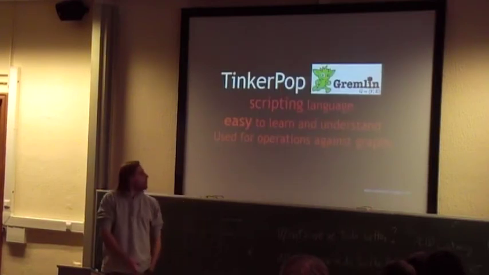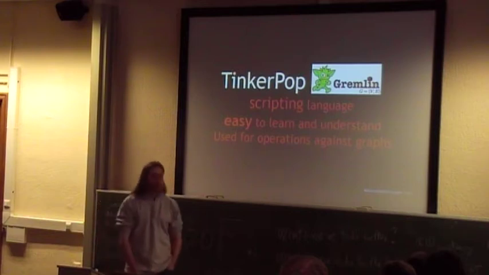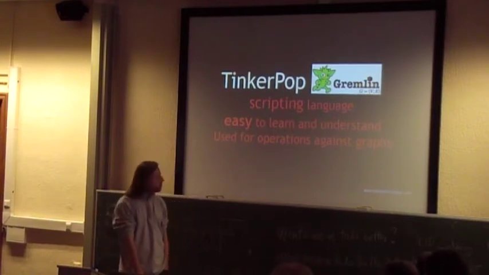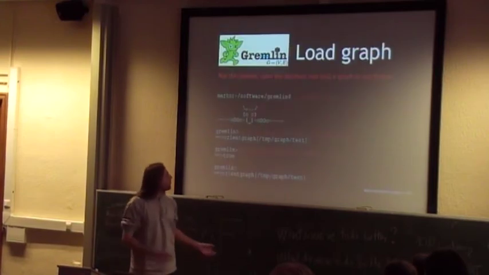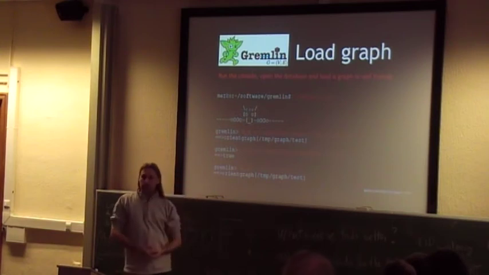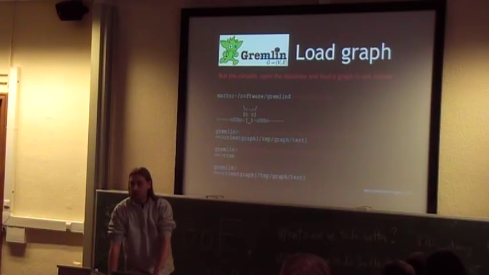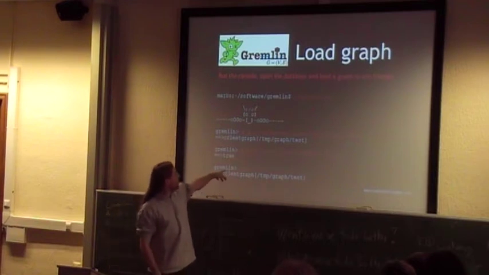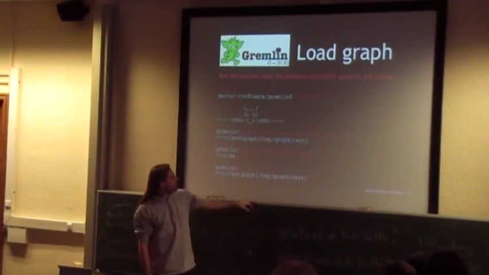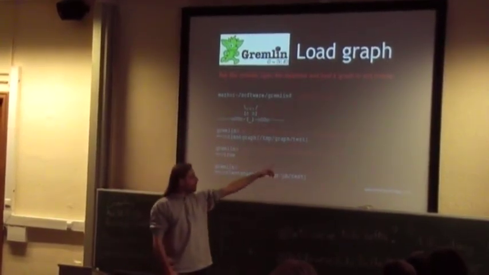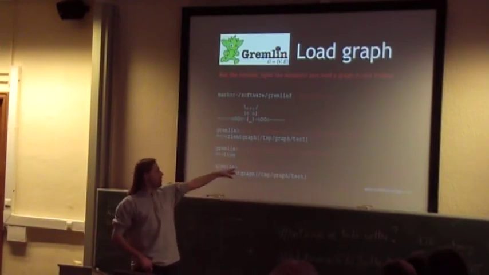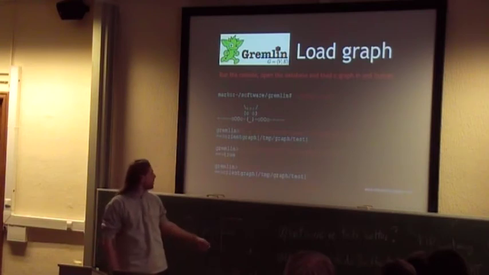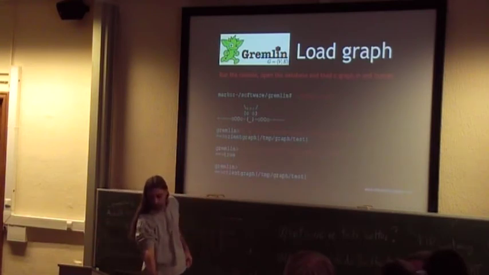The higher level API works with Gremlin. It's a scripting language, easy to use, to traverse and work with graphs. The OrientDB distribution has a Gremlin console in it. So we start the Gremlin console and open our OrientDB database in the same way as before, just without saying it's local. In this case, we can load the graph from an XML graph file, or if there's a database already populated, it will load it.